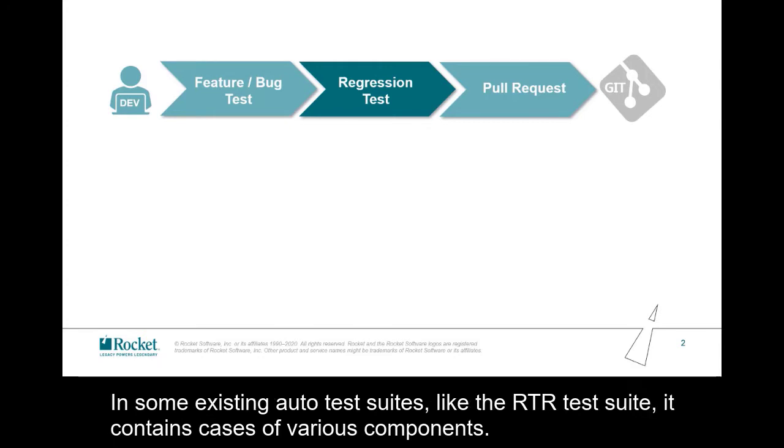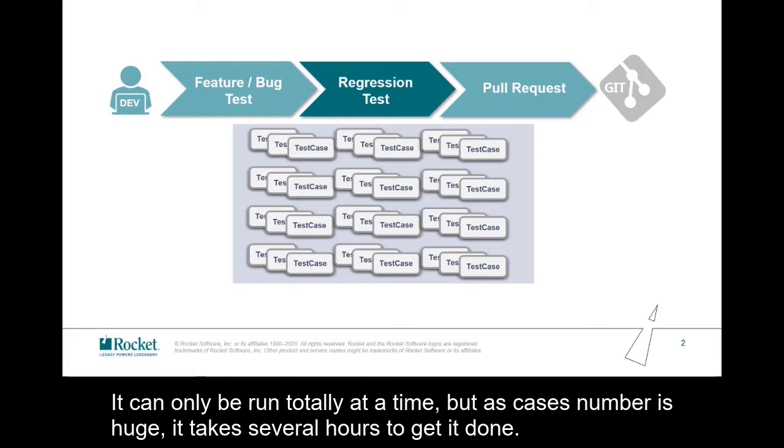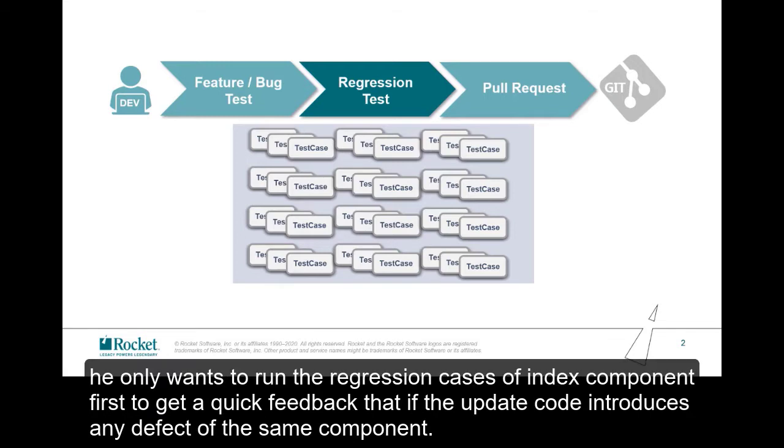In some existing auto test suites, like the RTR test suite, it contains cases of various components. It can only be run totally at a time. But as the case number is huge, it takes several hours to get it done. If the developer is working on a bug fix of the index component, he only wants to run the regression cases of the index component first to get a quick feedback on whether his updated code introduces any defect in the same component.